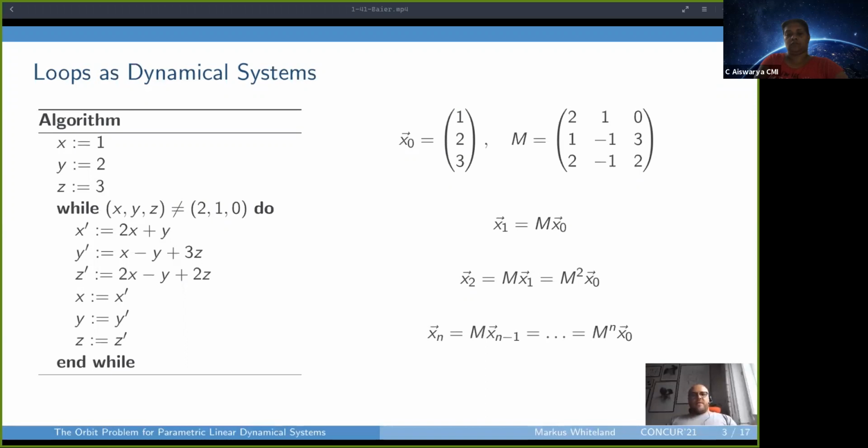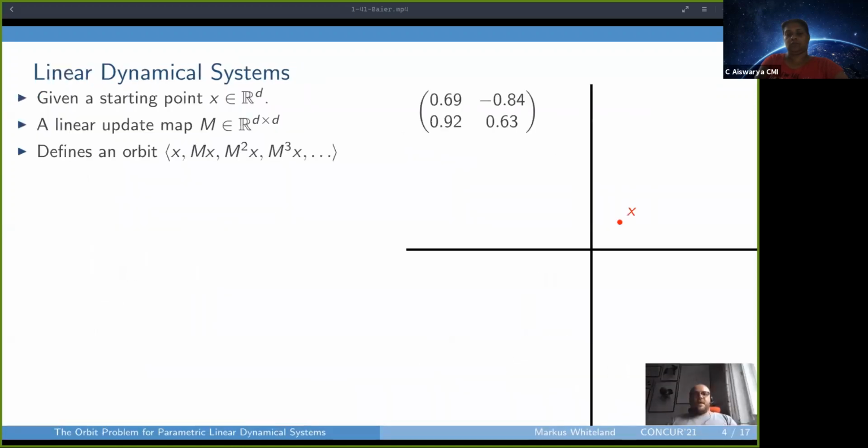We can carry on so that the nth term of the sequence is just M to the n applied to the x0 point. Now, the loop halts if there exists an n such that when M is applied n times to the initial vector x0, we get the target vector (2, 1, 0) in this case. We may formulate the problem of the loop halting in terms of the so-called orbit problem in linear dynamical systems.